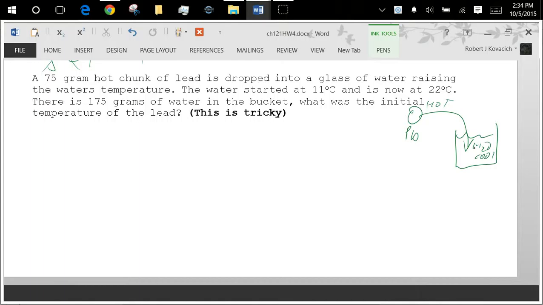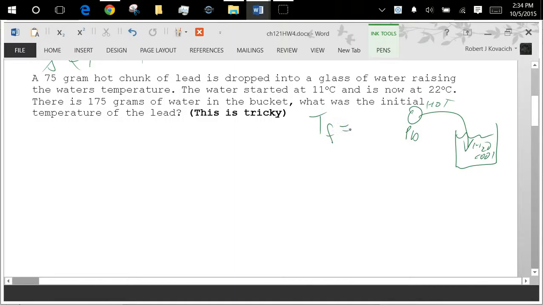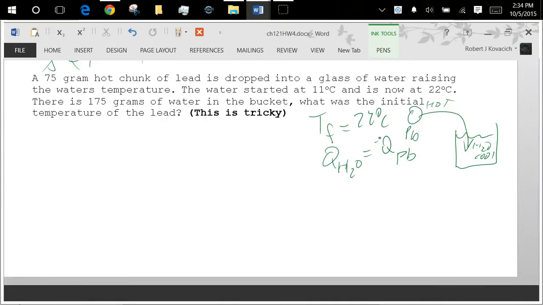So the two things that you needed to get out of this, which drawing a diagram might have helped you, was in the end, both of their final temperatures are going to be equal to 22 degrees Celsius. And that the Q of the water is going to be equal to Q of the lead, but the Q of the lead is going to be negative. You got that? What happened to the lead's Q? It went down, so it lost Q.